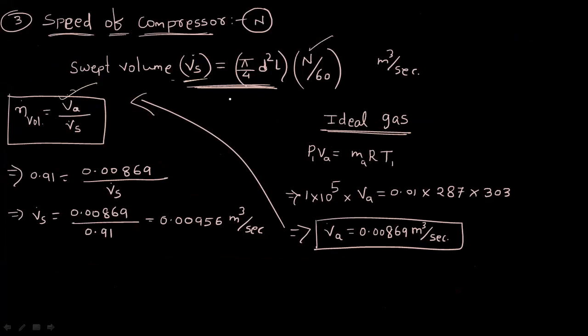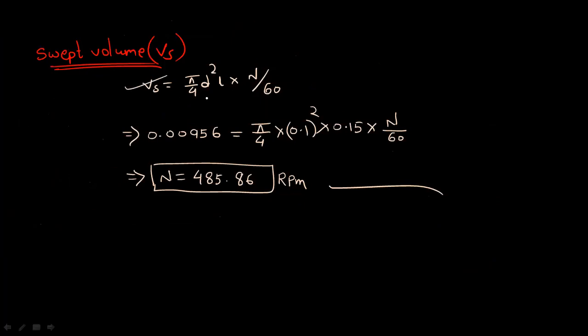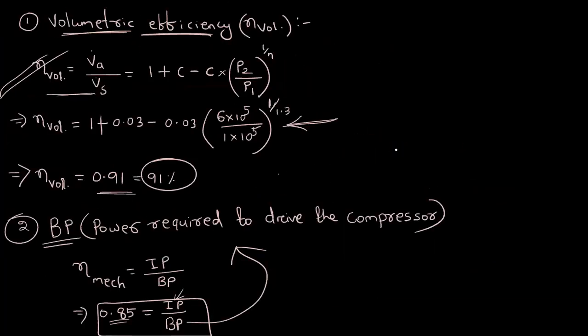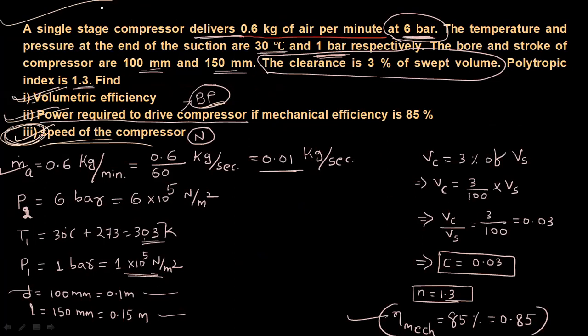And the actual volume flow rate we can calculate by applying the ideal gas equation PV equal to mRT. So from here, you calculate the volume flow rate of air. Then this volume flow rate of air, we will put into the formula for volumetric efficiency and we will get the swept volume. Then this swept volume formula we will apply, and from this formula, this n value we can calculate. Okay. So in this way, we can get all 3 parts of this question. This is a little bit important from the exam point of view. If you practice this question, most specifically to calculate the speed of the compressor, the 3rd point, that is the only important one.